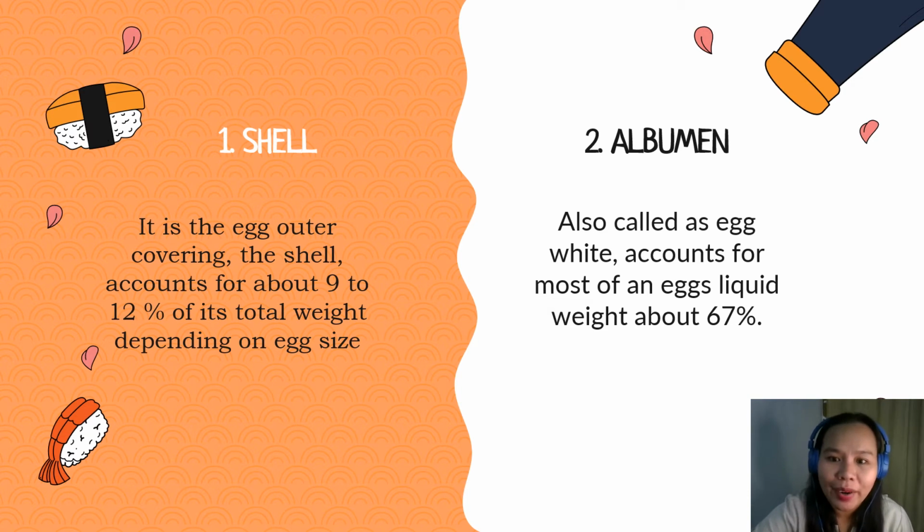Our next part is the albumen. It is also called the egg white and accounts for most of an egg's liquid weight, which is about 67%. Albumen consists of two layers: the thin albumen, which is the narrow fluid layer next to the shell, followed by the thick albumen, which is the dense, matted, and fibrous capsule, which is attached to the yolk.